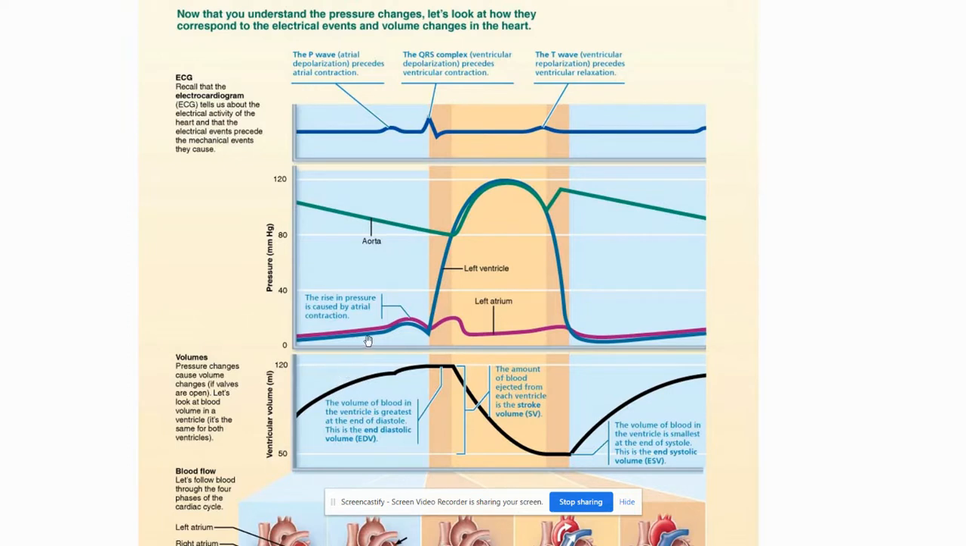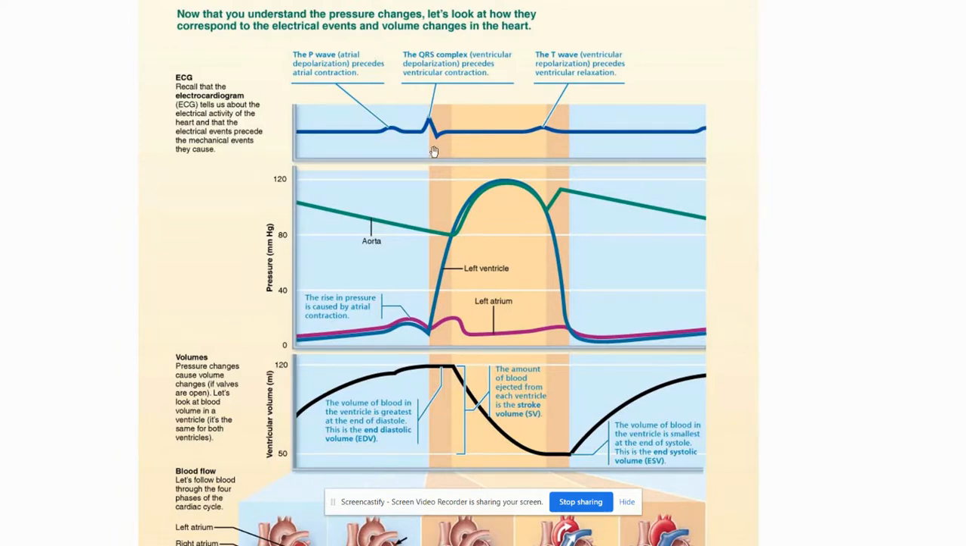So this, again, is the period of time when blood is just passively moving from the atria into the ventricle. 80% of that blood passively moves, and that's what we're seeing here. And then we see this little point where we're going up a little bit faster, and this is because the atria contract and pump the remaining 20%. Then we have this period right here. This is isovolumetric contraction. The volume of the ventricle remains the same.